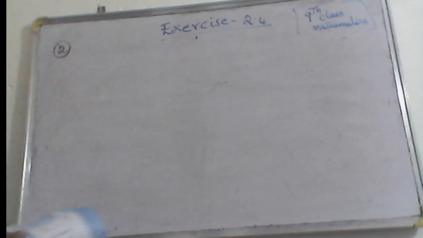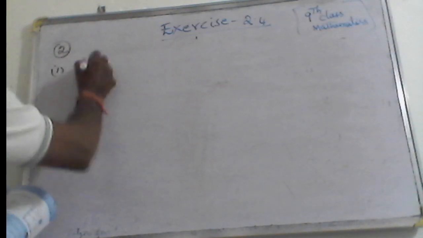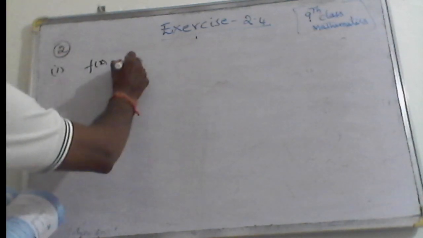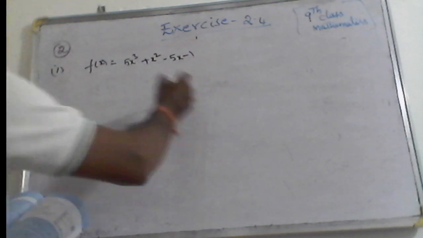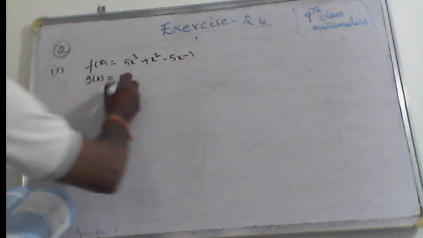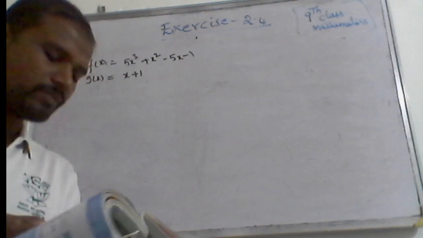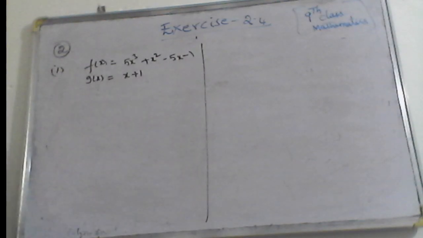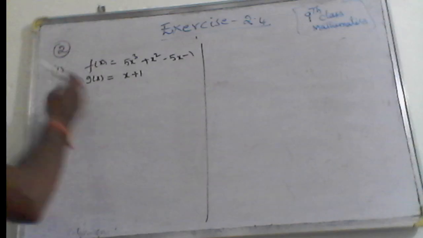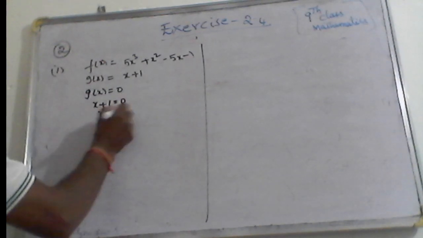Bit number 2. Use the factor theorem to determine whether g of x is a factor of f of x in each of the following cases. So first one, f of x equal to 5x cube plus x square minus 5x minus 1. Next one, g of x equal to x plus 1. So g of x equal to 0, so x plus 1 equal to 0, x equal to minus 1.